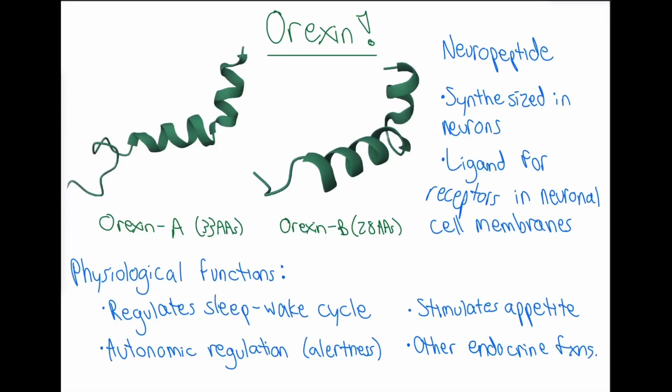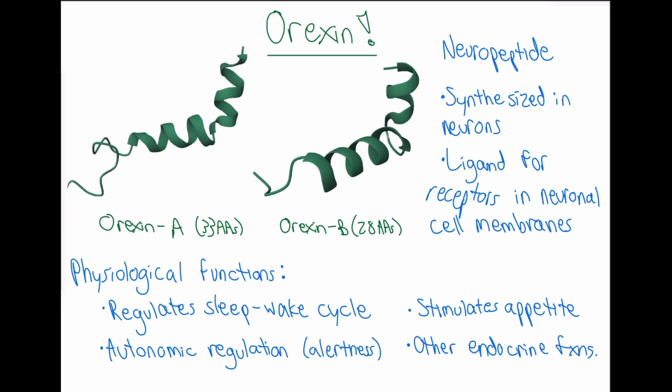Today I'm going to be talking about orexin. There are two main forms of orexin: orexin A, which has 33 amino acids, and orexin B, which has 28. As you can see, they're both dominated by an alpha helix secondary structure, with orexin A having a longer random coil segment at its end terminus.